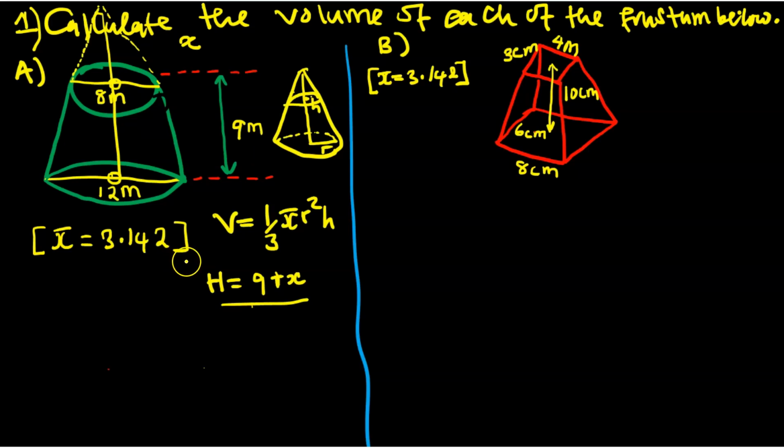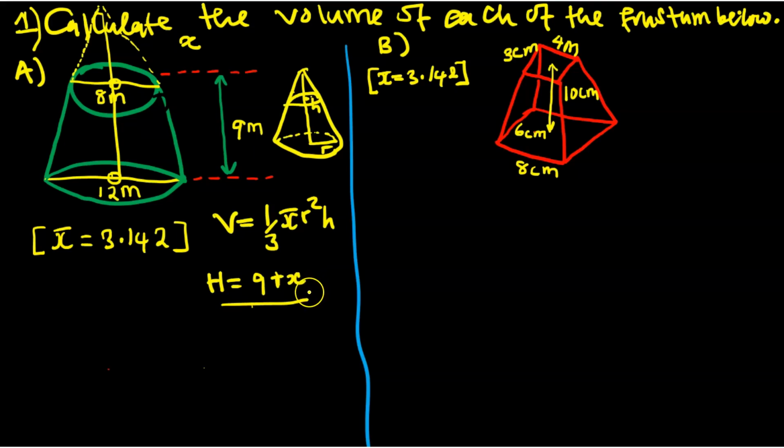So now where do we go next? Having established that this was the full shape, to find the height we need to add the 9 that is there plus x, the part that was removed. So now, what are we going to do in order to find x? Here we have a task now to find x. How do we find x?